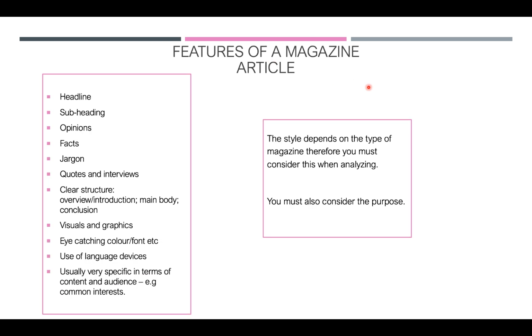Okay, now I said today we're going to be looking at a magazine article, so it's always a good idea, once you see the text, you should be able to recall from your memory what the features of that text type are. So we're going to be looking at a magazine article. These are all the different features that you may find in a magazine article that you may want to talk about. And the style depends on the type of magazine. Therefore, you definitely have to consider this when analysing.